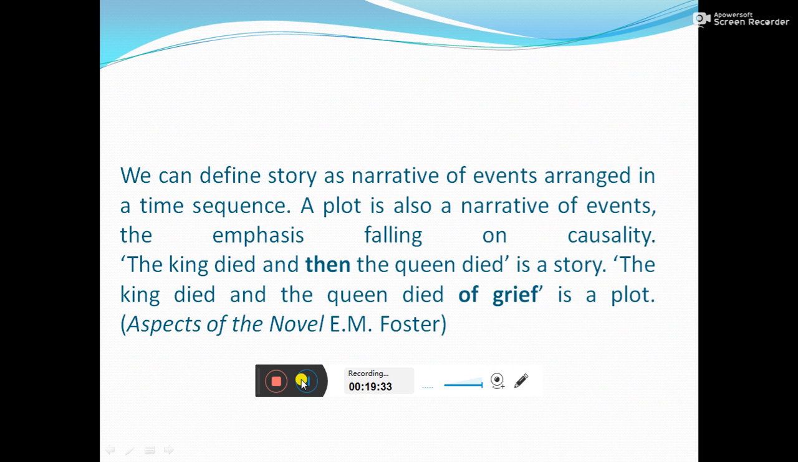In this particular slide, we can see that there is a distinction between story and plot. We'll just focus on this. We'll try to understand the difference between story and plot, because we get confused between these two while speaking or writing. So we can define story as a narrative of events. What is a narrative? Narrative is a sequence of events. This happened, then that happened, then that happened. So that is a narrative of events. The action in a particular sequence is narrated. So we can define story as a narrative of events arranged in a time sequence. This time sequence is important in a story.